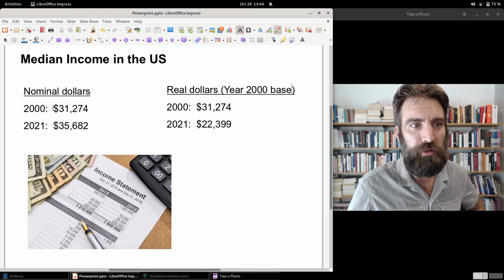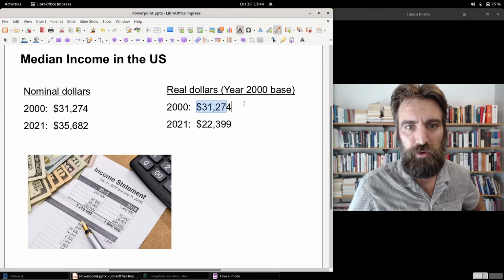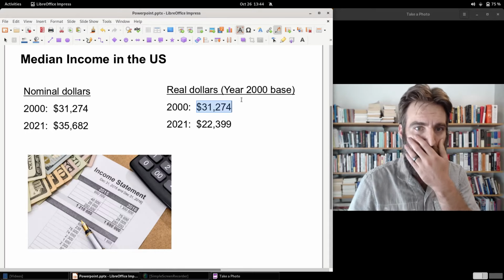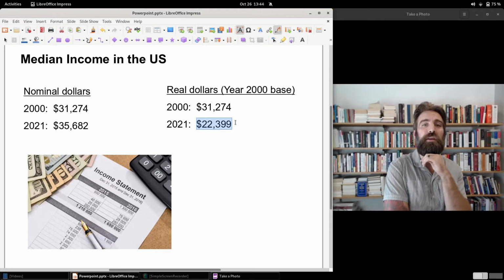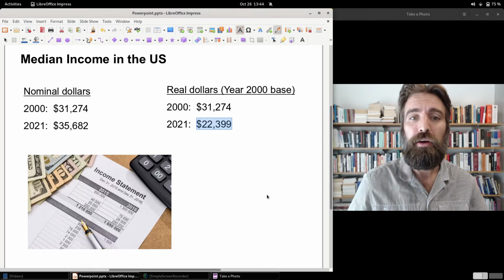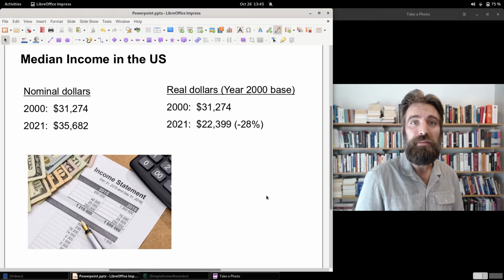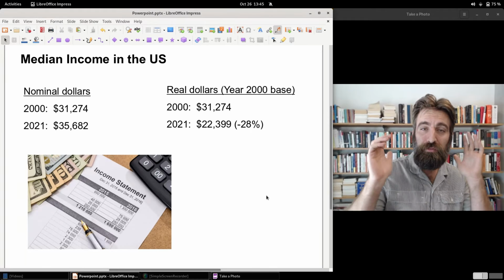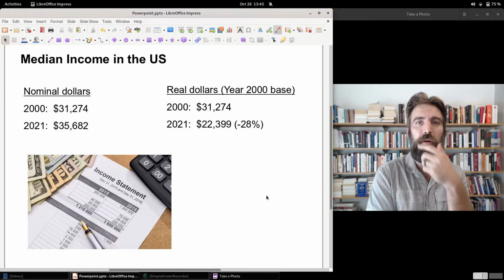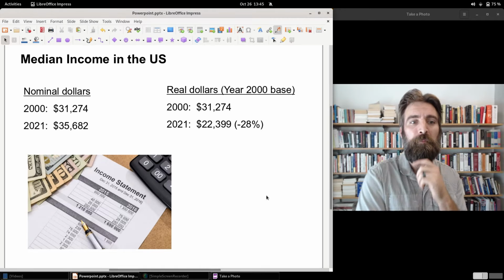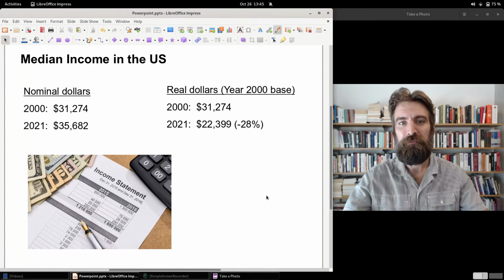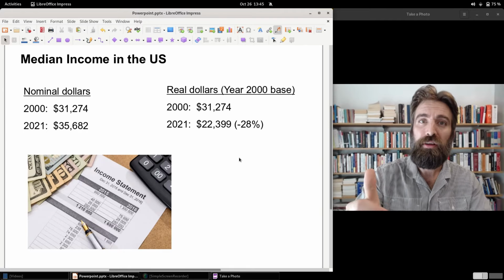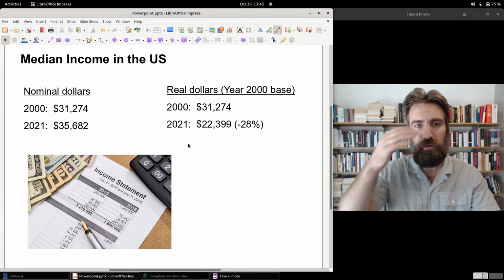So that's the median income in 2000. We'll use that as a base. So that's in real dollars. We'll say that it's still the same because that's the base. In 2021, if you adjust for inflation, median income is $22,399. That is a decline of 28% in median income in this country. All right? You see what's happening there. The loser. Median income. The loser of inflation.